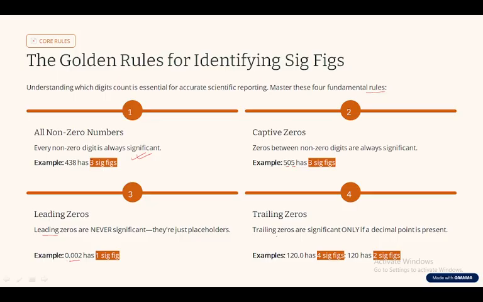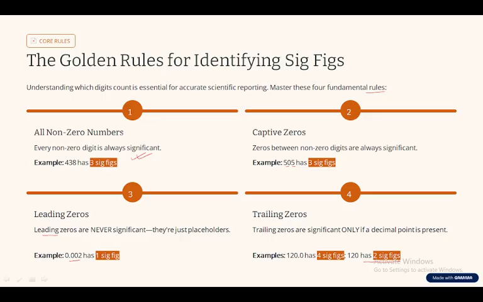Trailing zeros. Trailing zeros are significant only if a decimal point is present. 120.0 has 4 significant figures, while 120 has 2 significant figures, right? In this way we can find the various significant figures.